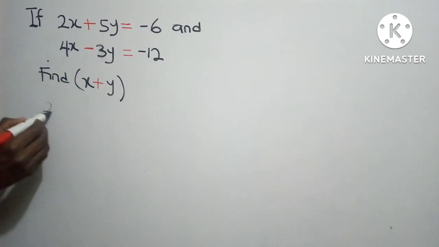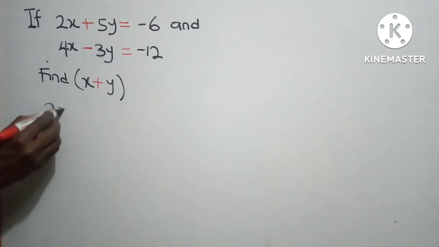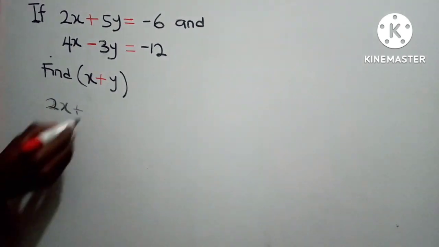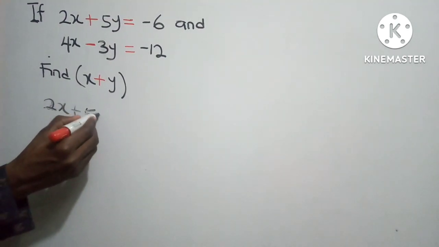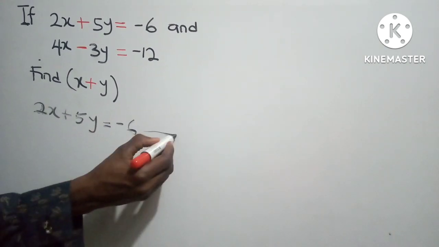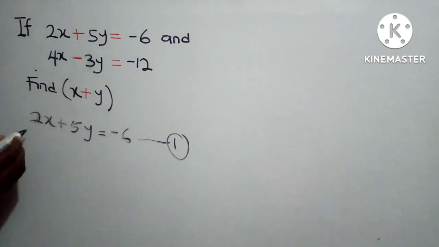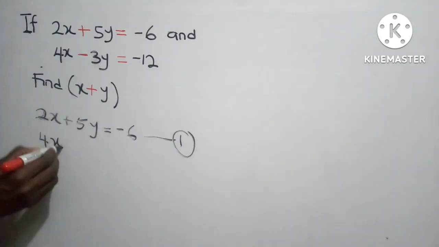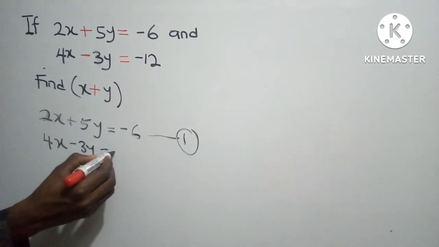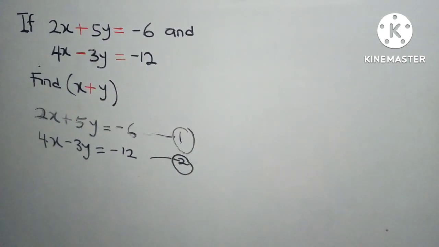So we have the 2x plus 5y is equal to minus 6. You can name it as equation 1. And you write the other one, 4x minus 3y is equal to minus 12. You name it as equation 2.